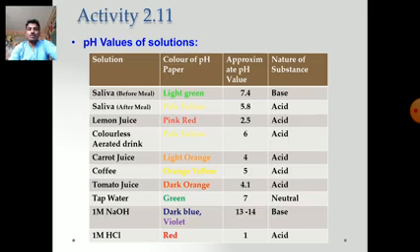Next one is tomato juice. It is dark orange in color, the approximate pH is 4.1, and it is acid. Tap water is green in color, the approximate pH value is 7, and the nature of the substance is neutral. 1 molar NaOH is dark blue or violet in color, the approximate pH value is 13 to 14, and it is base. 1 molar HCl is red in color, the approximate pH value is 1, and it is acid.